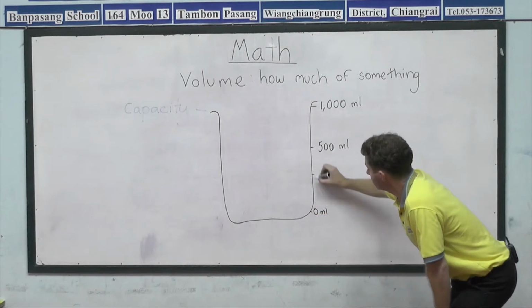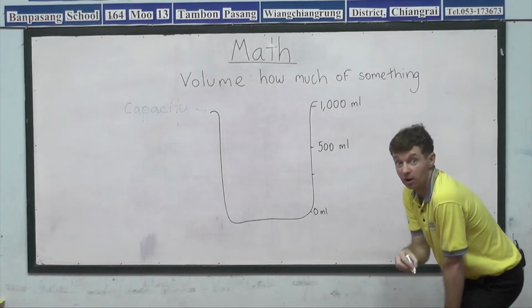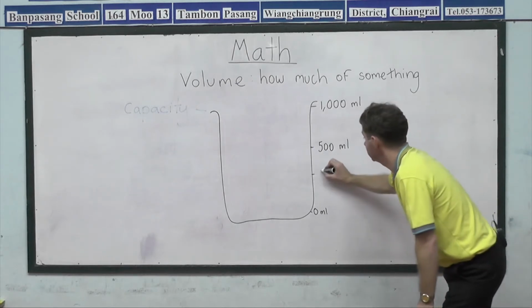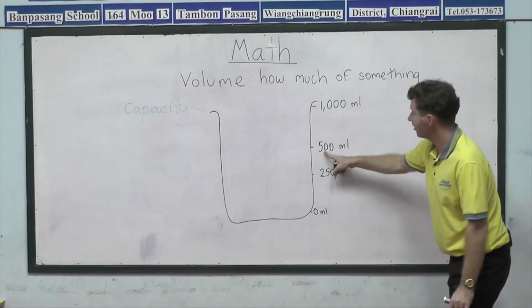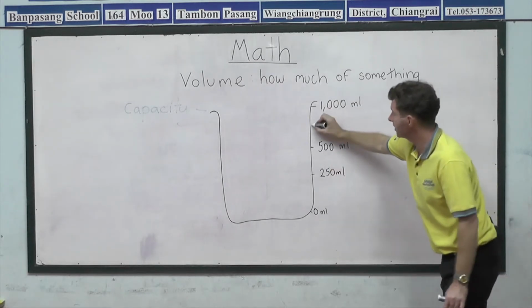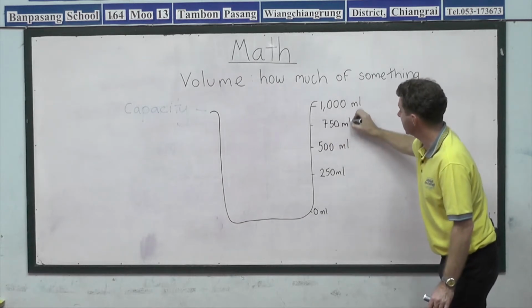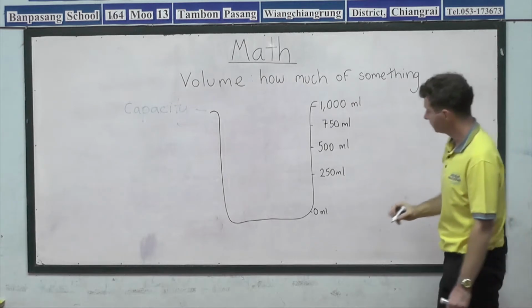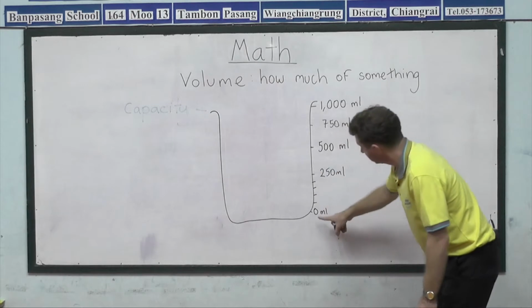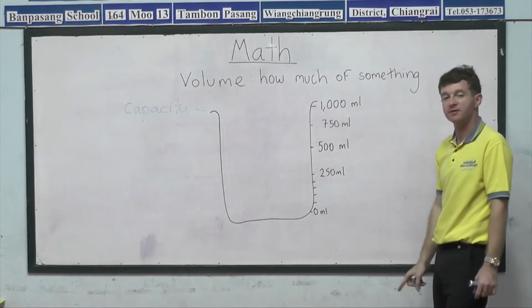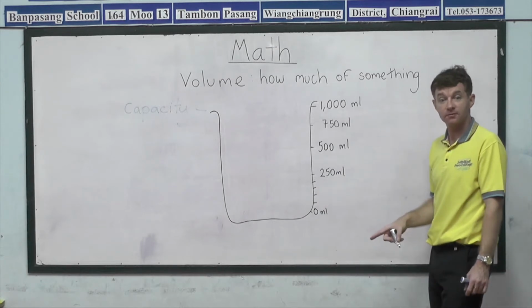how about halfway between 0 and 500? 250 milliliters. And then how about halfway between 500 and 1,000? 750. Excellent, guys. And what I'll do, I'll draw a mark. I'll draw 4 marks between 0 and 250. Does anybody know what each mark represents?